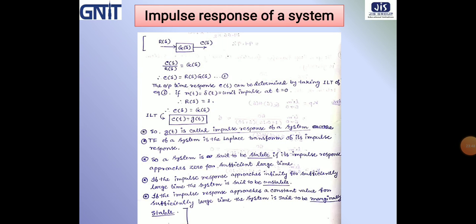Now, impulse response of a system. Suppose this is our forward path transfer function G(s), where R(s) is the reference input and C(s) is the controlled output. So we can write the transfer function as C(s) by R(s) is equal to G(s), or we can write C(s) is equal to R(s) into G(s) after multiplying. So this is our equation number 1.